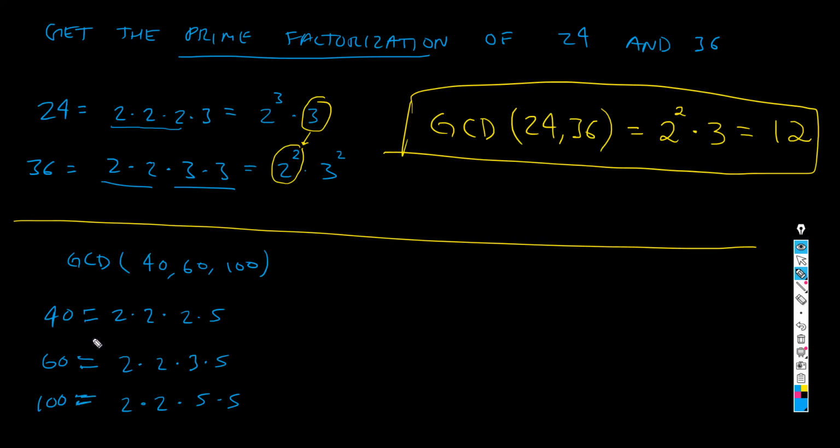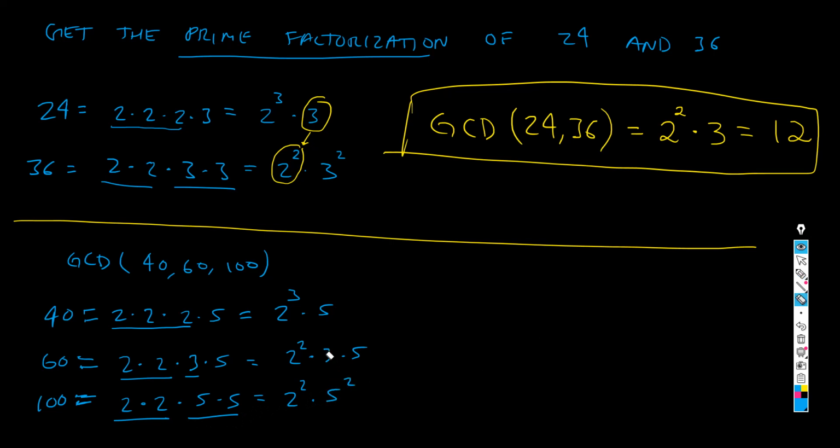This should be equal signs. Okay, so these are the prime factorizations. Now let's reduce them to their exponential forms. 2 times 2 times 2, 2 to the 3, times 5. 2 times 2, that's 2 to the 2, 3 on its own, 5, 5. 2 times 2, that's 2 to the 2, and 5 times 5, that's 5 to the 2.